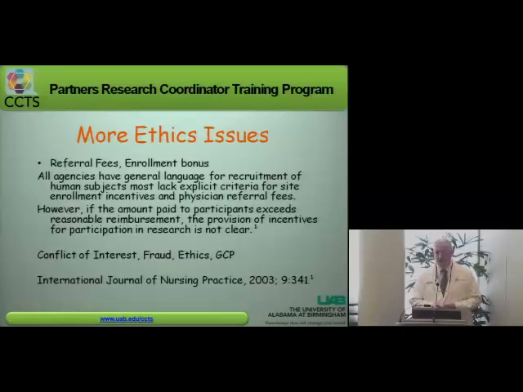So you need to find out what your IRB's ethics policies are, and if you have a question, you need to ask them before you submit something to them, because if you submit something that's against their policies, it's not going to be approved at all, and it's going to cause you a lot more headaches.